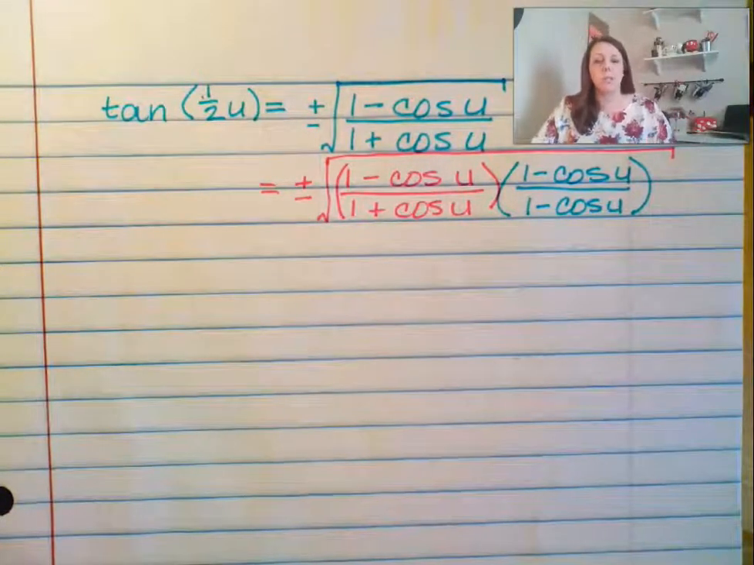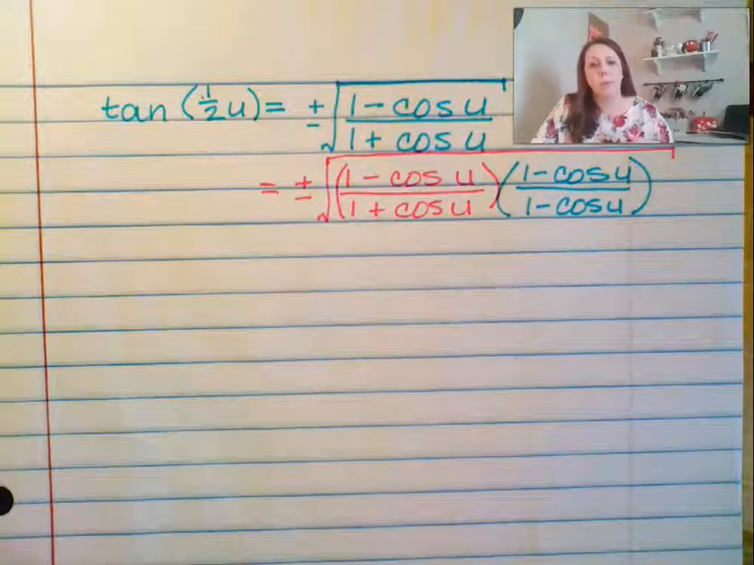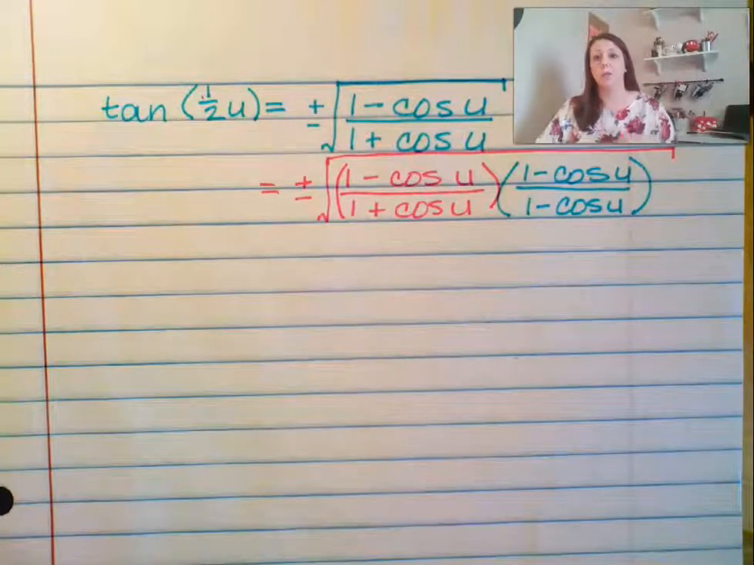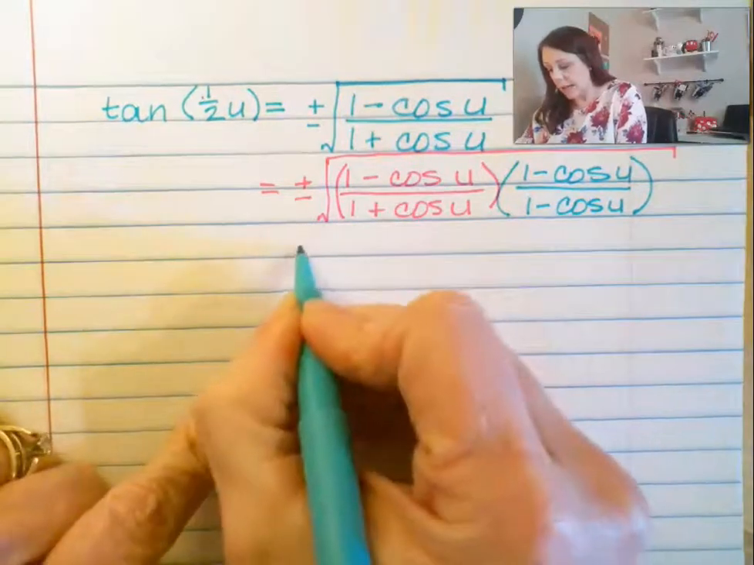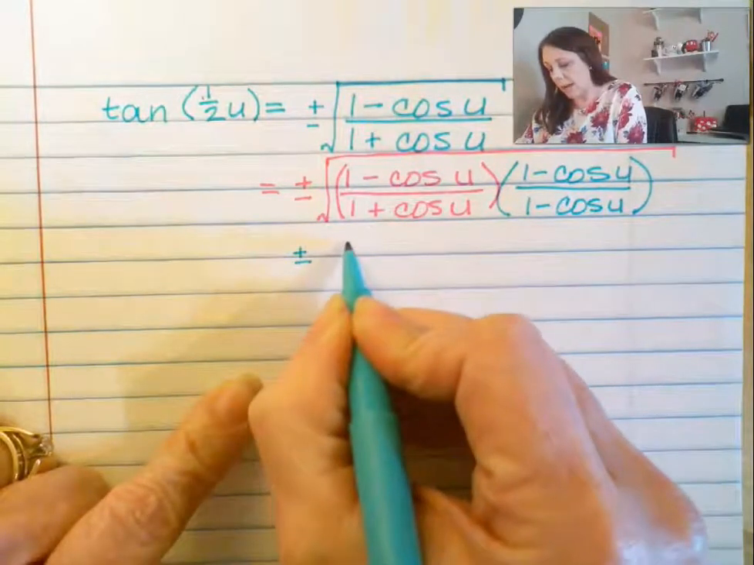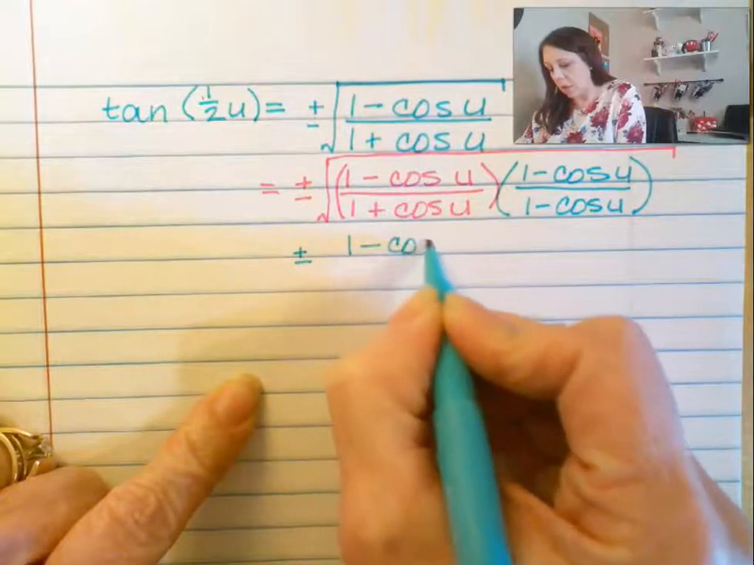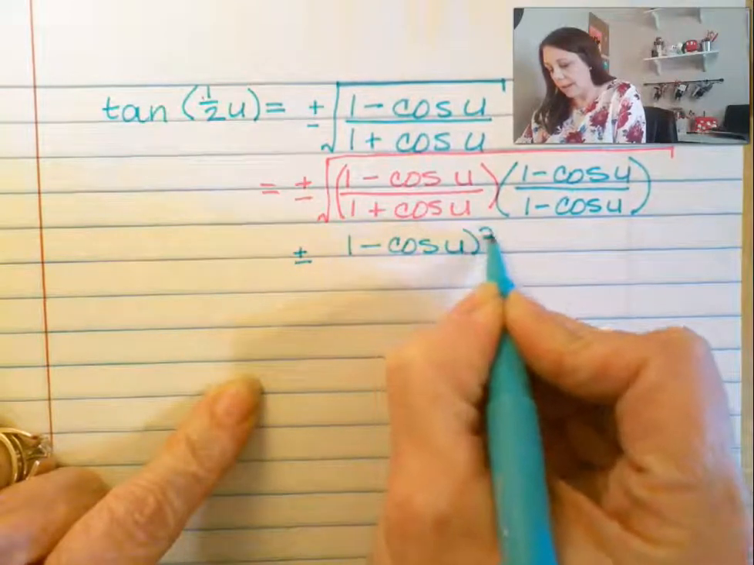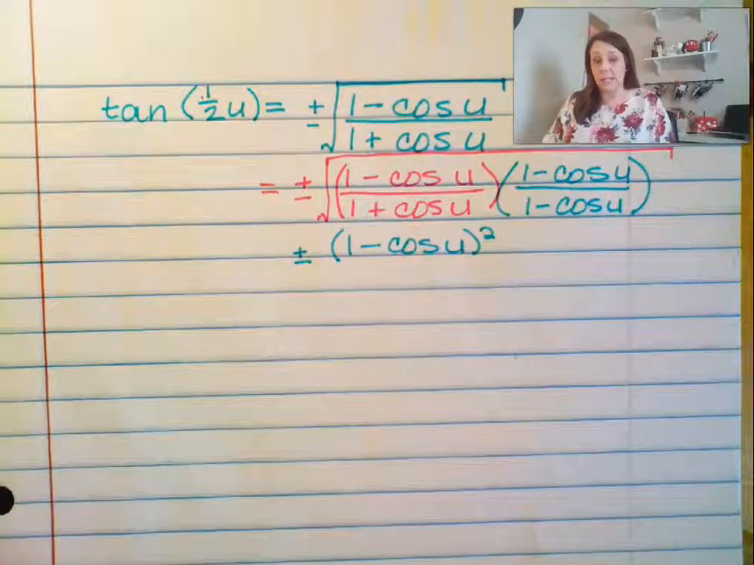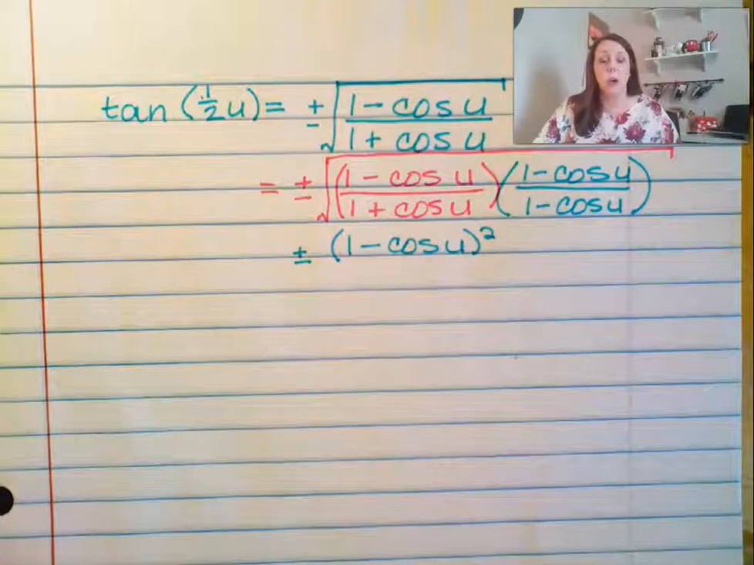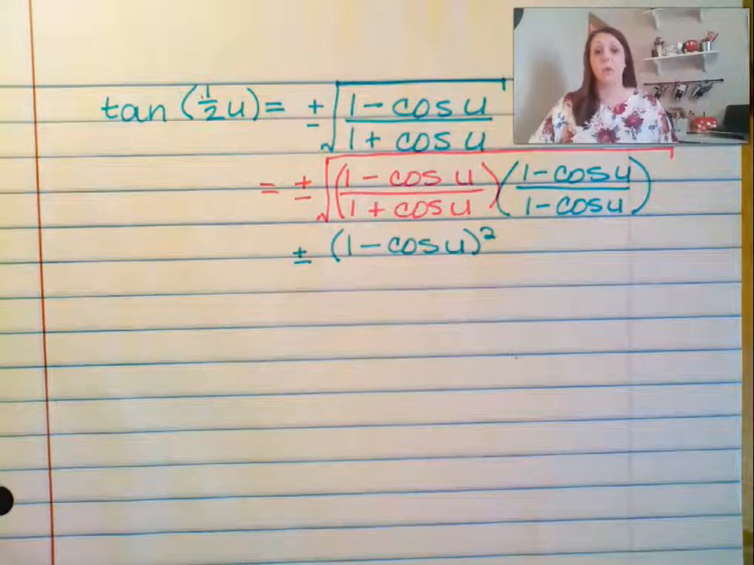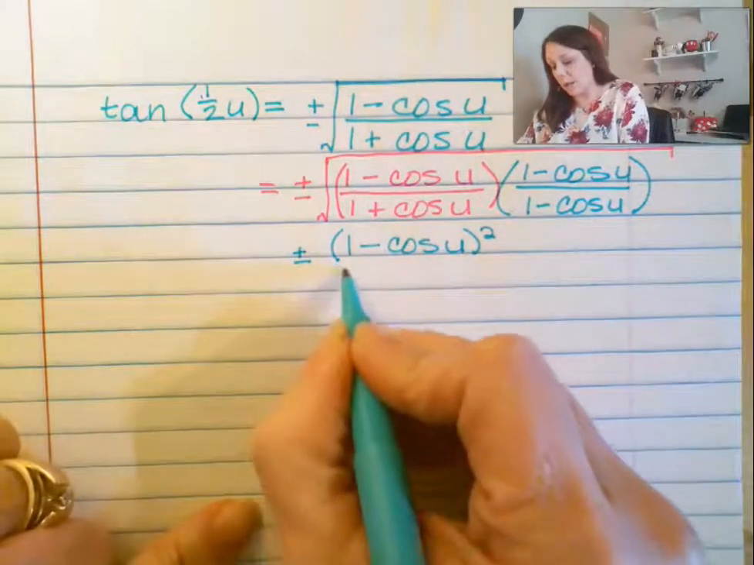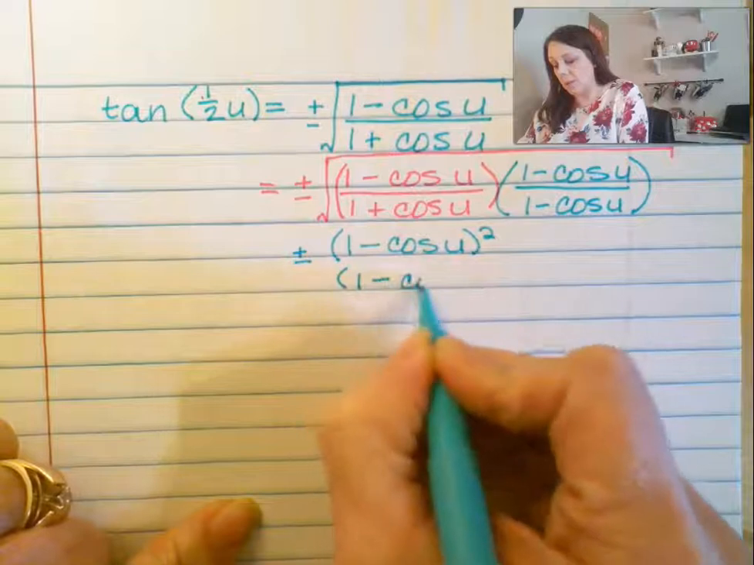But look at what's actually developed. In the numerator, we now have the quantity 1 minus cosine u times itself, which means we could rewrite that expression inside that numerator as 1 minus cosine u quantity squared. Now, in the denominator, what we've created is a difference of two squares. The quantity 1 plus cosine u times the quantity 1 minus cosine u could be rewritten as the quantity 1 minus cosine squared u.